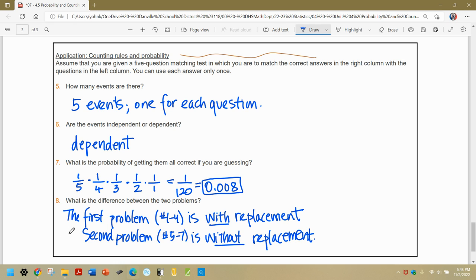All right, so super important difference. In the first question, each problem was independent or with replacement. And the second question, the choices were dependent. And so you had without.